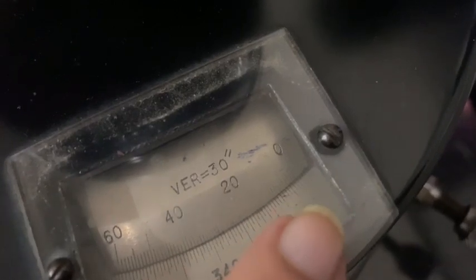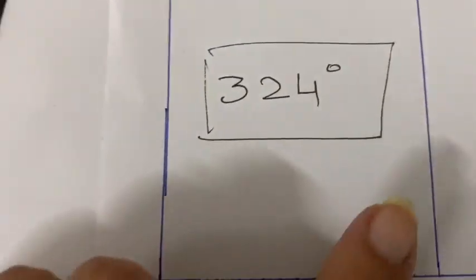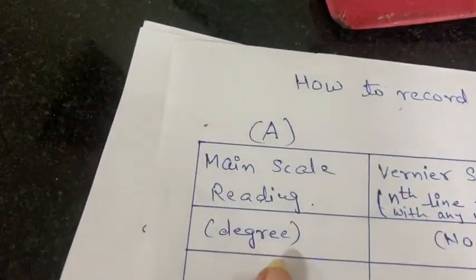So 8th line means 4 degrees. So 324 degree is the reading on the main scale.